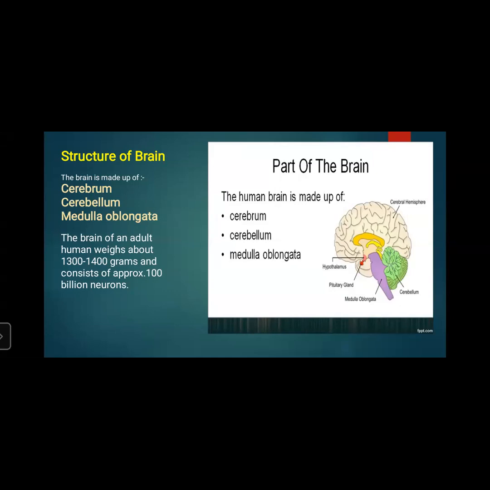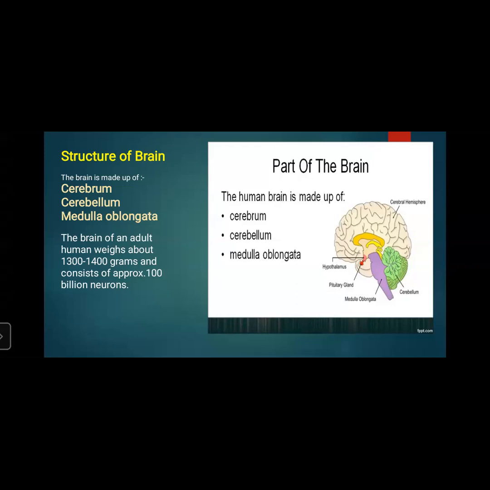The brain of an adult human weighs about 1300 to 1400 grams and consists of approximately 100 billion neurons. See how many neurons there are. All the neurons are classified into three types, as we have learned: sensory neuron, motor neuron, and association neuron.